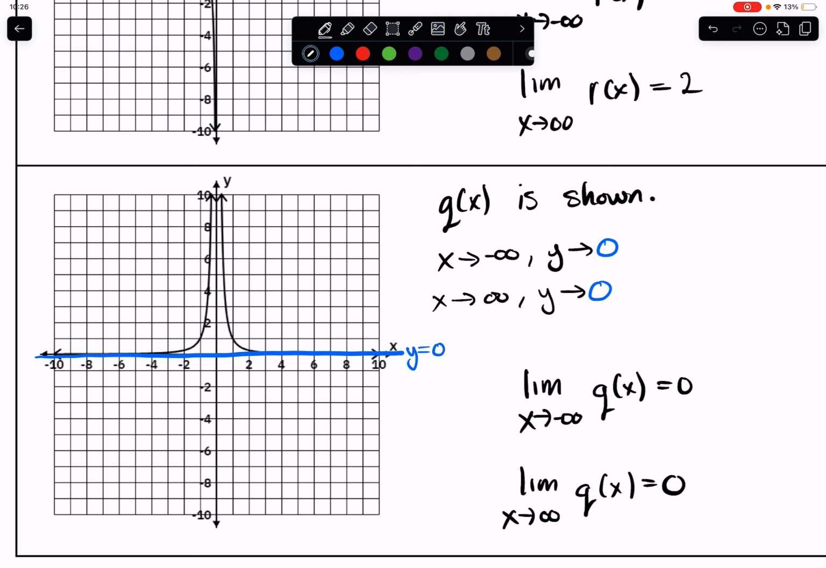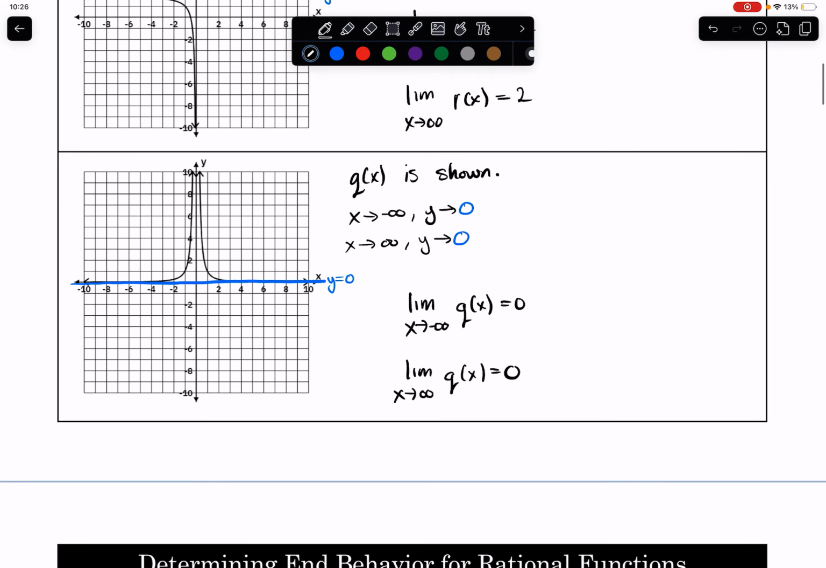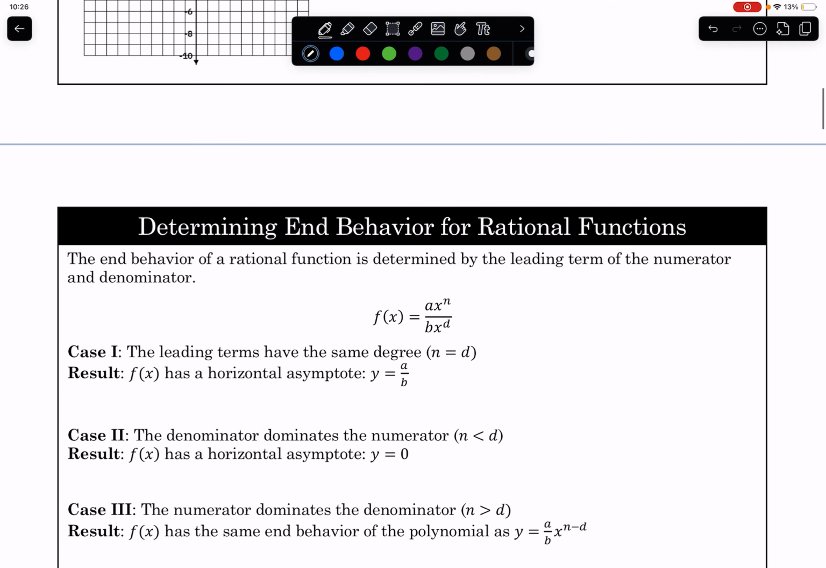So this would be the limit behavior using limit notation. This is the limit notation to describe the end behaviors on the left and on the right. Now, let's go to the next page and figure out what the end behaviors are for these rational functions if we're given the equation of the rational function instead of the graph.